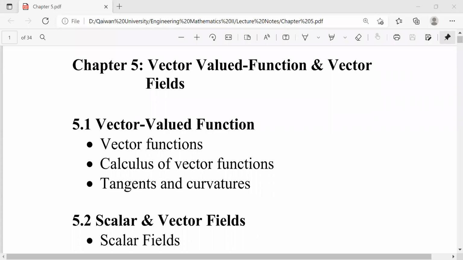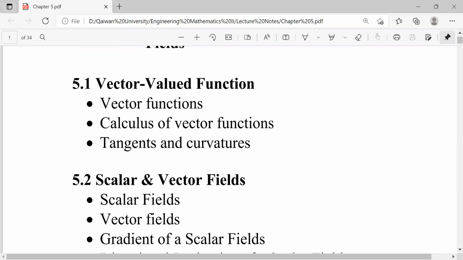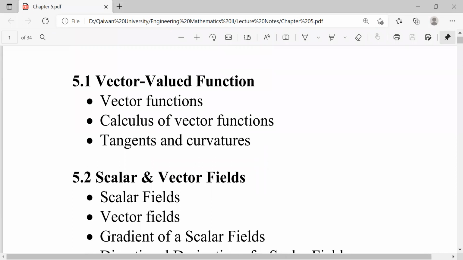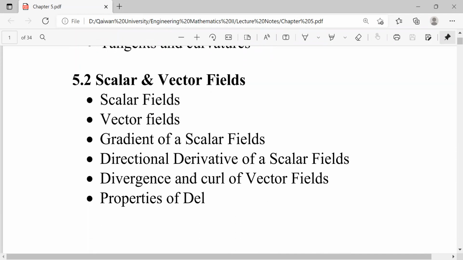In the previous lecture, we finished chapter 4. We now have chapter 5, which is about vector valued functions and vector fields. In this chapter, you have two sections. In the first section, we talk about vector valued functions. And in the second section, we have scalar and vector fields.